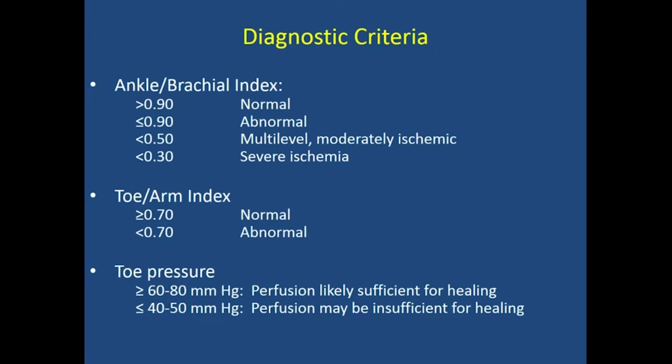Then we also measure the actual pressures, and a pressure of 60 to 80 millimeters of mercury frequently suggests adequate circulation for healing. Once the pressure in the toe is below 40 or 50 millimeters of mercury, the patient typically may not be able to heal without arterial reconstruction.